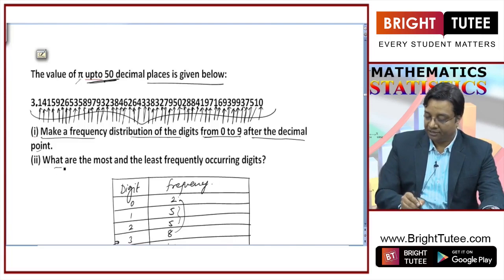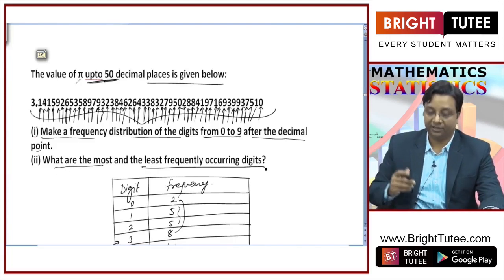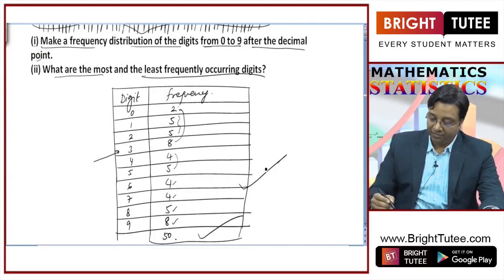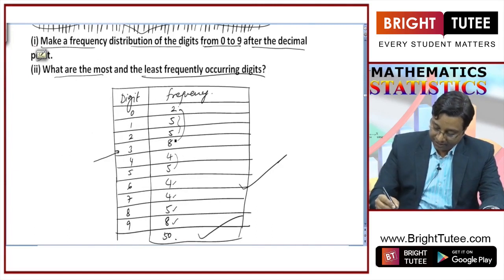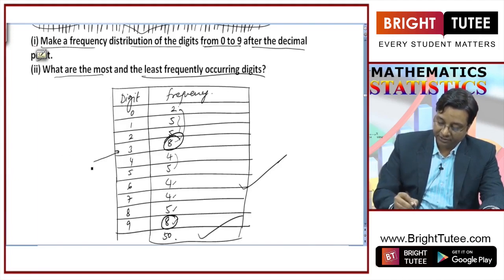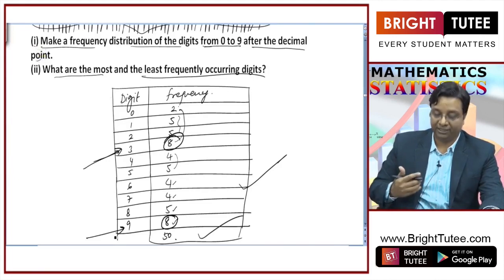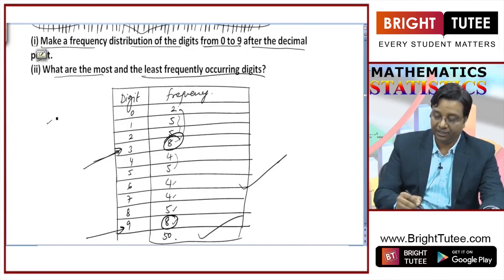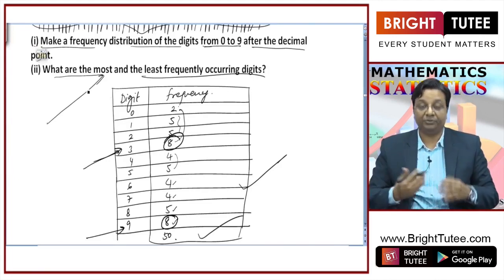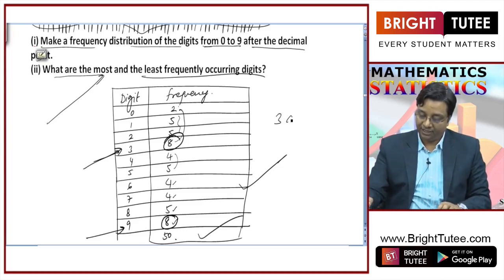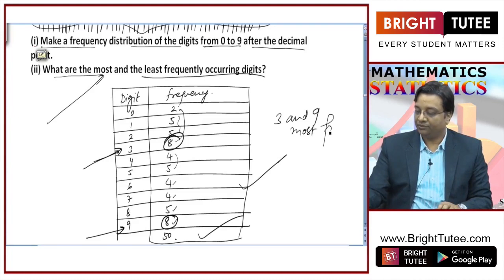What are the most and least frequently occurring digits? So look at the maximum frequency. Maximum here is 8. There are two digits, 3 and 9, which have got maximum frequency, or these appear most frequently. 3 and 9 appear most frequently.